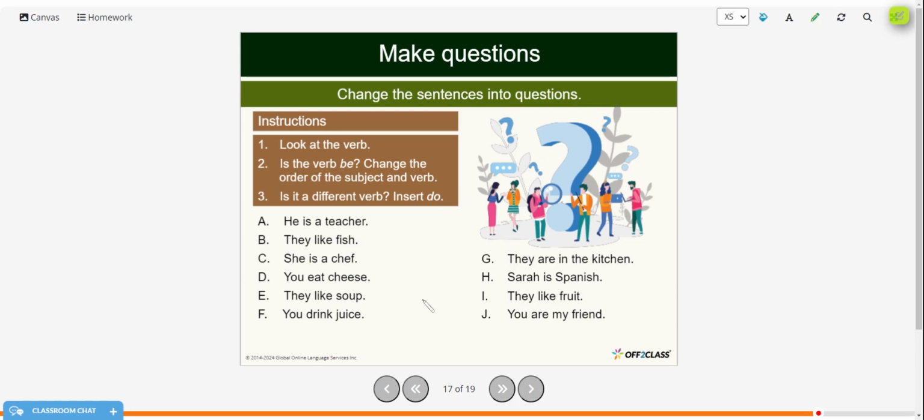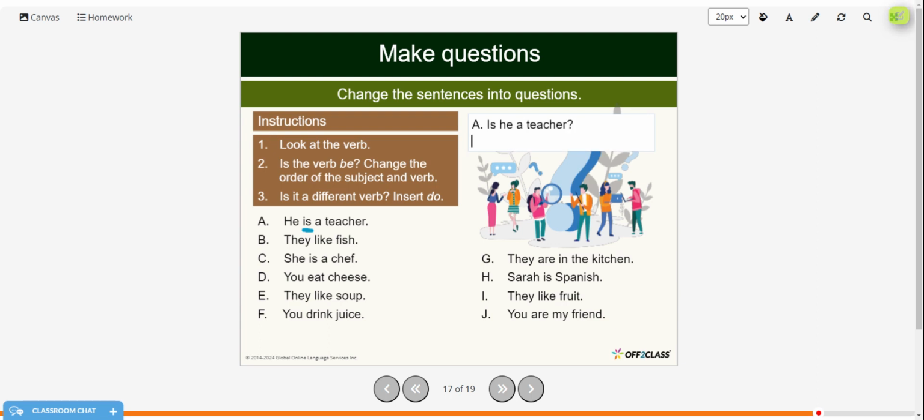What is our verb? Well, the verb is. And is that a form of to be? Well, am, is, and are the forms of to be. So yes, it meets number 2. So that means that we are going to change the order. So instead of he is a teacher, we would say is he a teacher?